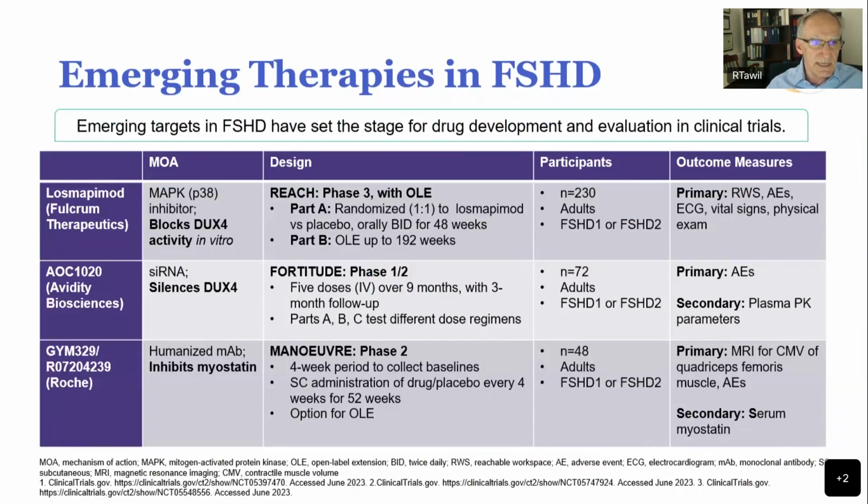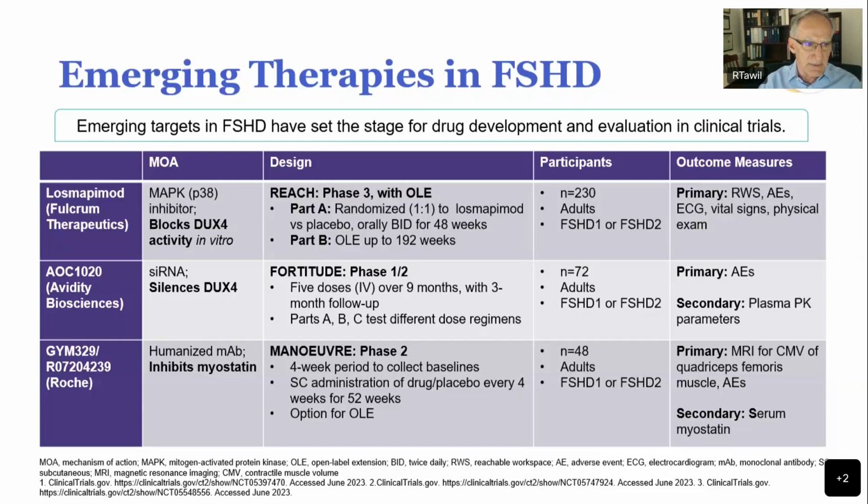So there are emerging targets in FSHD that have set the stage for drug development and evaluation of clinical trials. Some of you may know about these active trials. The first study was done by Fulcrum. They used the drug losmapimod, which is a repurposed drug. It's a MAP kinase inhibitor. It was shown repeatedly that it can block DUX4 activity in vitro. So losmapimod, Fulcrum is now in phase 3 trials. The first two trials, phase 1 and 2, showed some benefit in patients who were on active drug as opposed to placebo. So this study is ongoing.